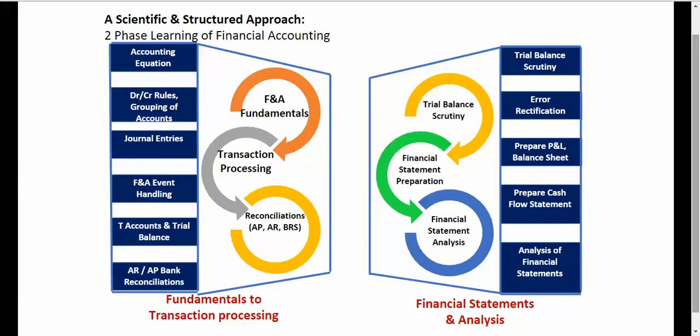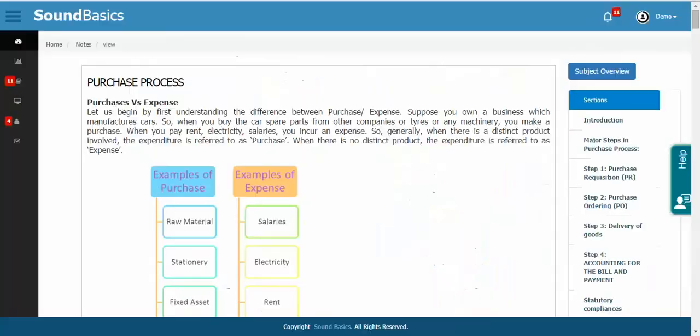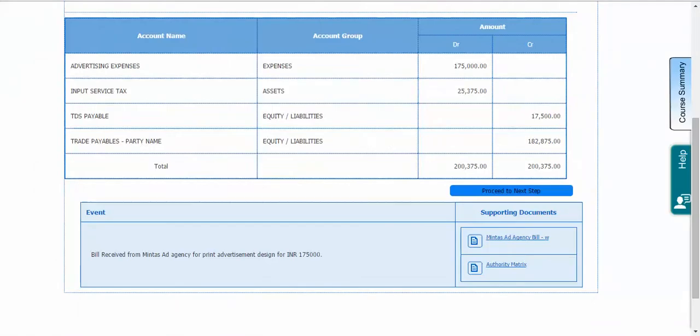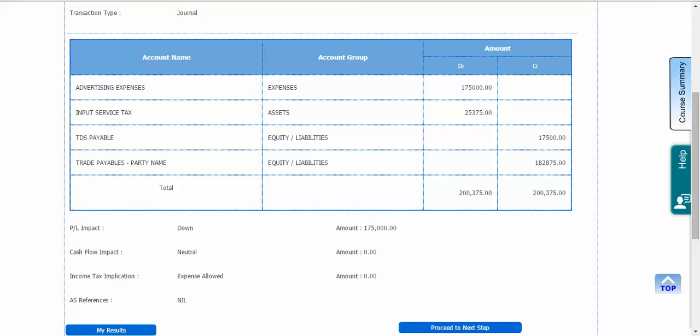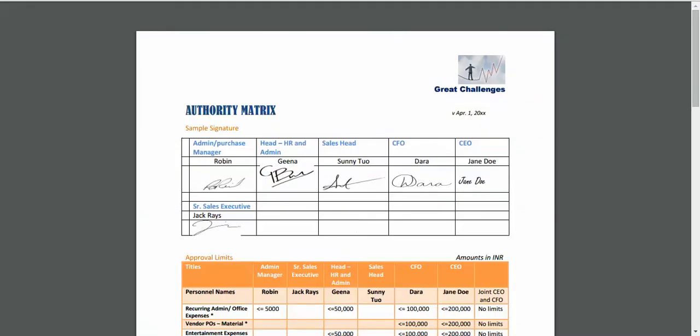As an example, the Phase 1 includes the F&A event handling exercise, which brings the student as close as possible to a real-life situation. In this illustration, the student is presented with a document from the Mintus Media Group, for which he is taught to do a 360-degree transaction processing, bringing together his learnings with respect to accounting, profit or loss impact, cash flow impact, and income tax disallowances, if any, internal controls, and statutory compliances.